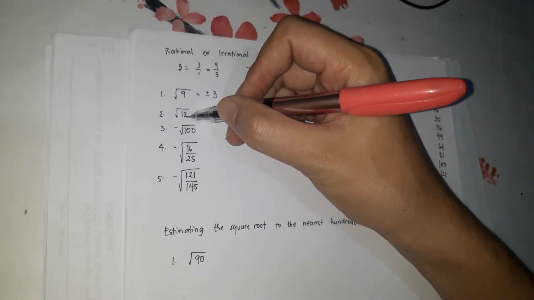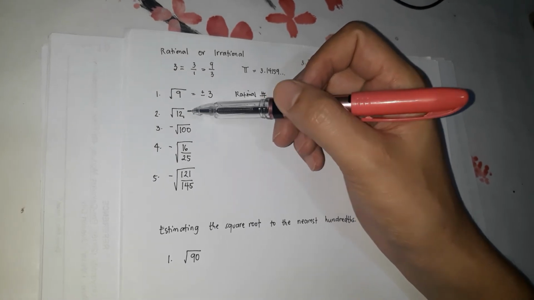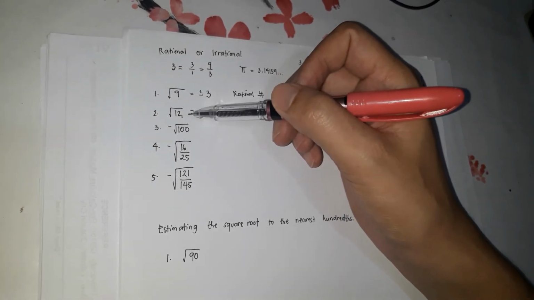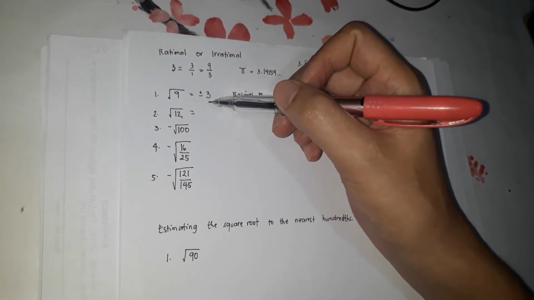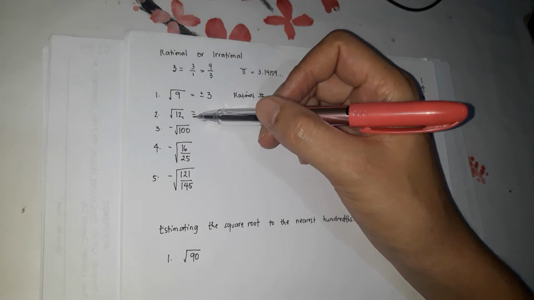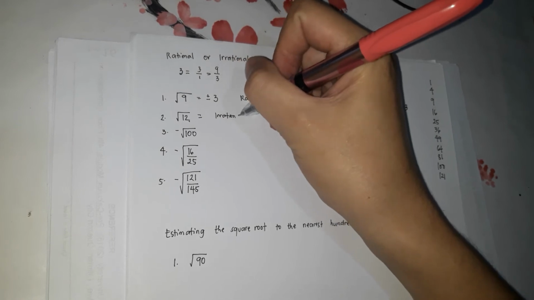Another example is square root of 12. Square root of 12, if you're going to look at in here, walang 12 dito. Ibig sabihin, it doesn't have a real number square root, there's no integer who is its square root. So, dahil wala siyang square root, it is an irrational number.